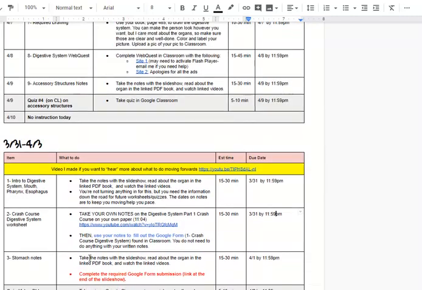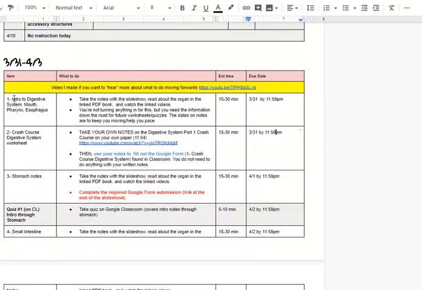So what I want you to notice is I told the kids what they were working on, what they had to do to complete that item, how long it would take, an estimate from thinking about my fastest kids to my slowest kids, and then when the item was due.